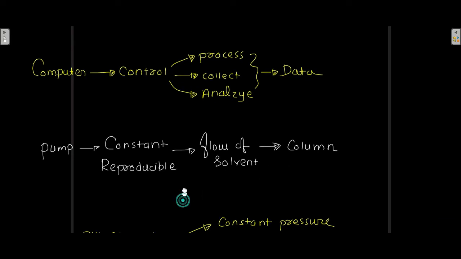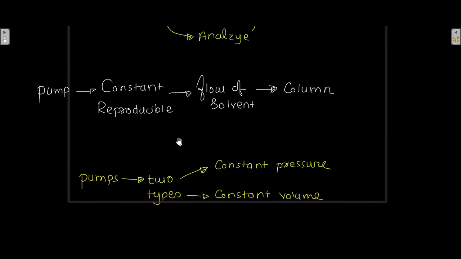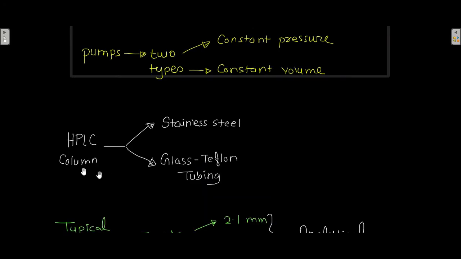Now the pumps which we use in HPLC are of two types: constant pressure pumps and constant volume pumps. After that you have the HPLC column, and these HPLC columns are made up of stainless steel, or they are made up of glass or Teflon tubing. You can use either of them to make your HPLC columns.